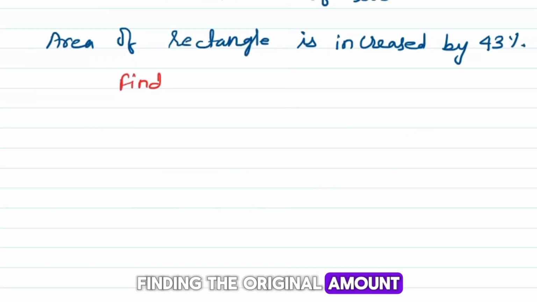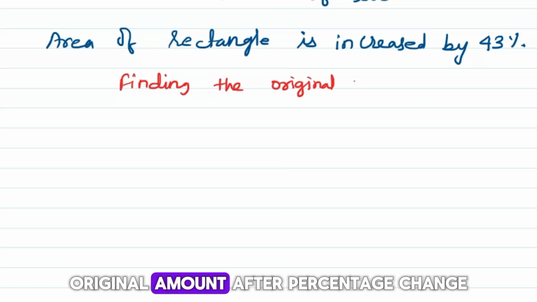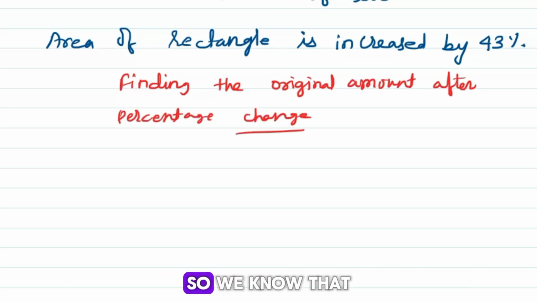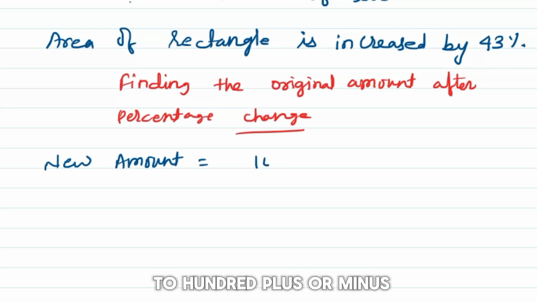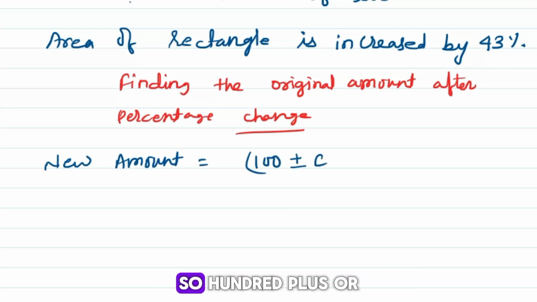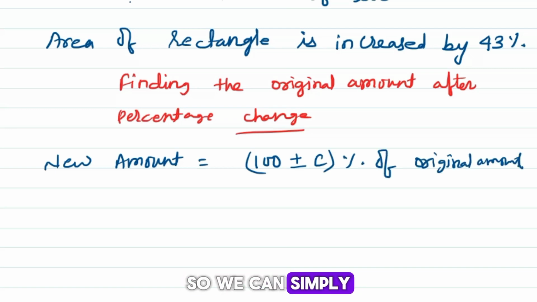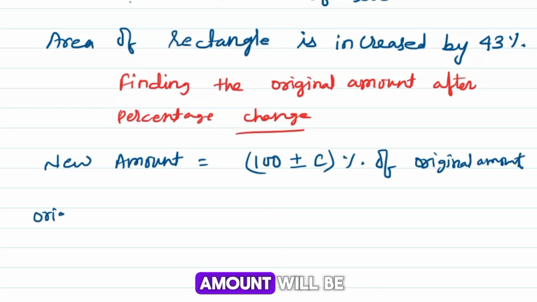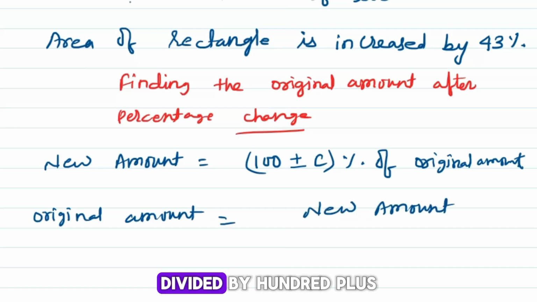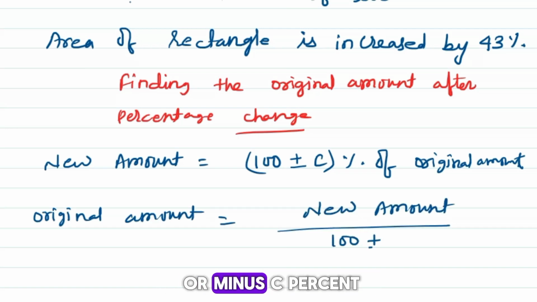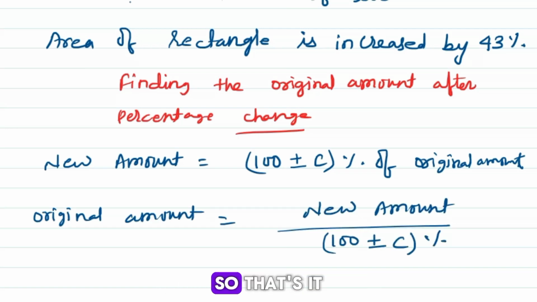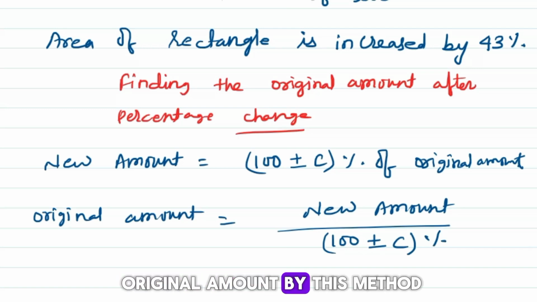Now, finding the original amount after a percentage change. We know that the new amount is equal to 100 plus or minus C percent of the original amount, where C is the percentage change. So we can simply say that the original amount will be the new amount divided by 100 plus or minus C percent. That's it. We can find the original amount by this method.